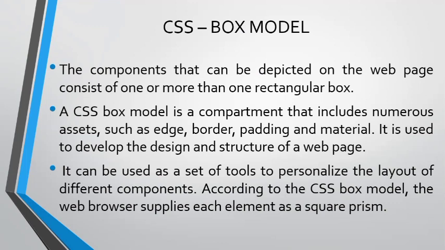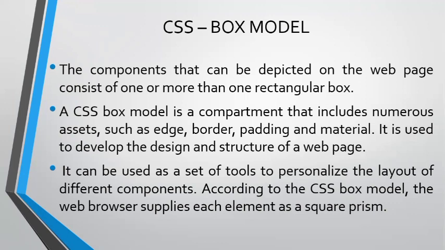So how is the box model created? The components that can be depicted on the web page consist of more than one rectangular box. Where is this box used, any idea? On a commercial website, you can see each and every product represented in the form of a box. Not only the products, but the whole website's content is put inside a proper structure, and that is done using the rectangular box, using the CSS box model itself.